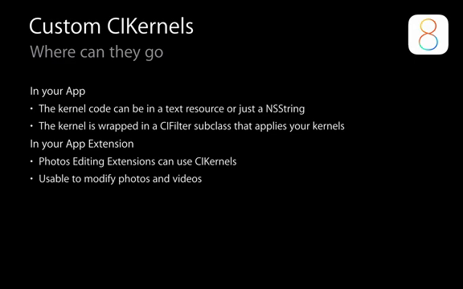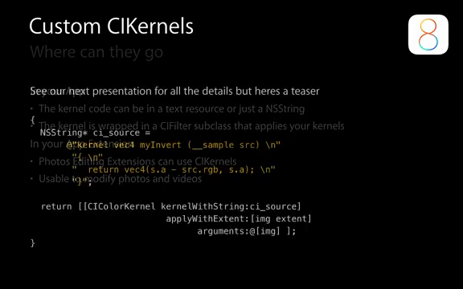Well, they can live in your application. The kernel code can either be a text resource, or it can just be a string if you'd like. The kernel is wrapped up in a CIFilter subclass that you provide that applies the kernels to produce an output image. Another great place for your custom CI kernels to go is inside an app extension. For example, photo editing extensions can use CI kernels and CIFilter subclasses very effectively.